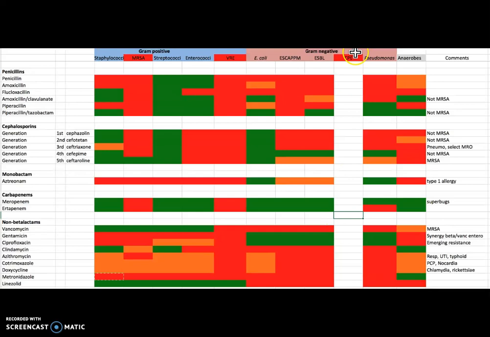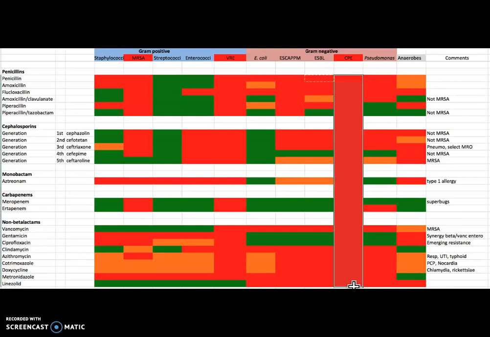Now, the final class of MRO that we need to mention are the carbapenemase-producing Enterobacteriaceae, and these are an incredibly resistant set of organisms. It's easy to fill this in: resistant to pretty much everything. And so if we get these causing outbreaks in our ICU, we've got a substantial problem because we really don't have much in the way of drugs to treat them.